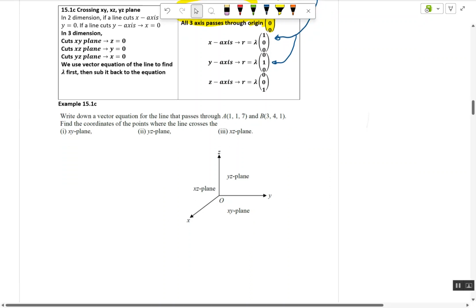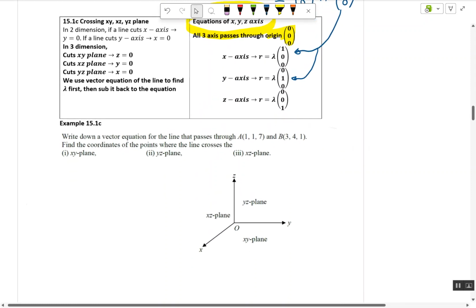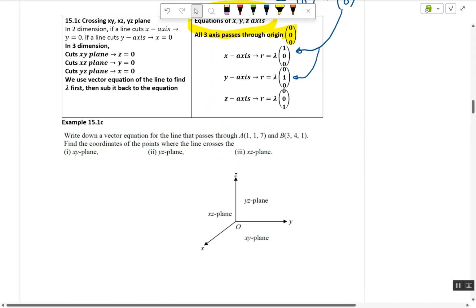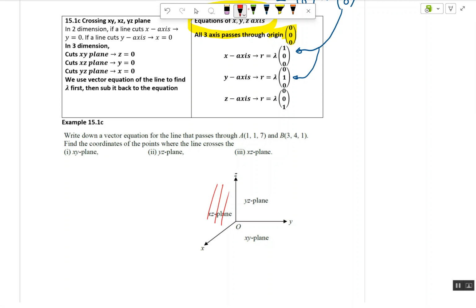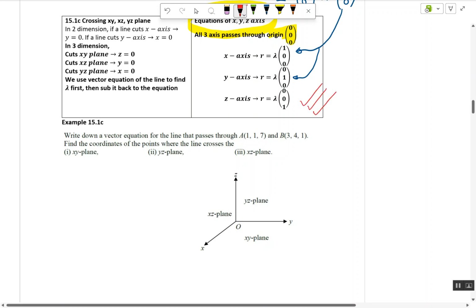Before we go there, I know plane is the next part. A plane is actually just like this, so there's a difference between a plane and a line. A plane is 3-dimensional, a line is 2-dimensional. If I cut the xy plane, there's an x value and a y value but no z value, so that's why z equals 0. At this point this is not very important yet. The important thing is to understand how to represent the x-axis, y-axis, and z-axis in terms of an equation.